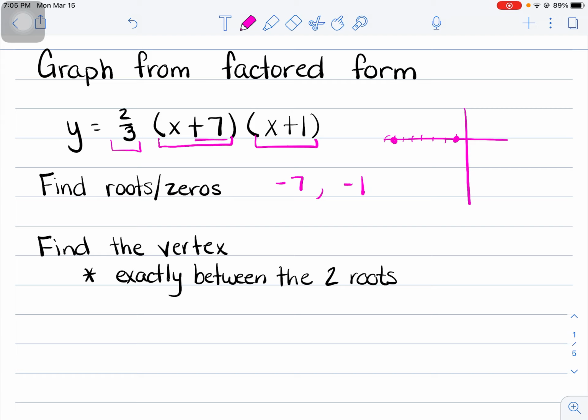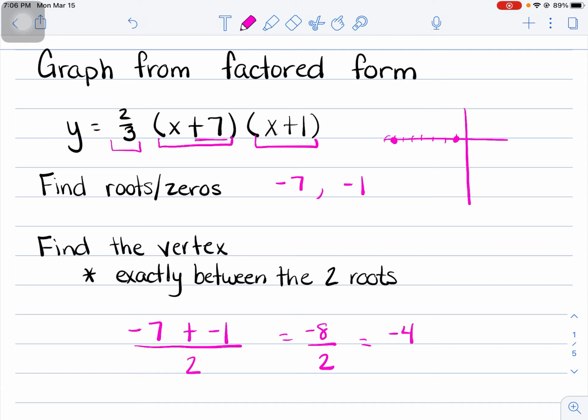Now, to find the vertex in this form, we can always take any of these forms and multiply them back and get into standard form. However, that's a lot of extra work. So we want to find the vertex. Now, the vertex is exactly between the two roots. So we're going to find the average of them. So negative 7 plus negative 1, divided by 2, because we have two values. So negative 7 plus negative 1 is negative 8, divided by 2 gives us a negative 4.